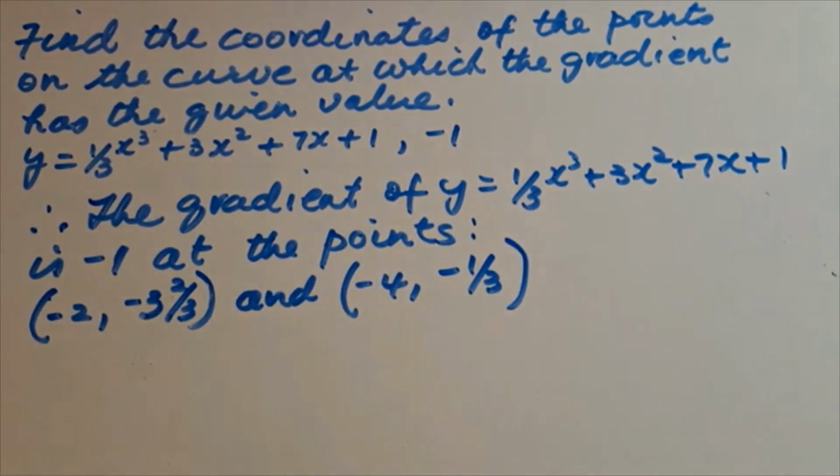So the gradient of the curve is -1 at the points -2, -3 2/3, and -4, -1/3.